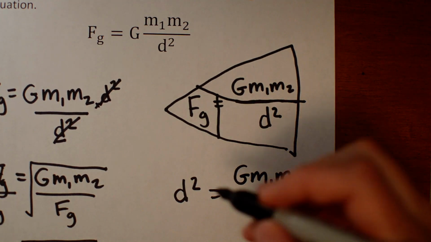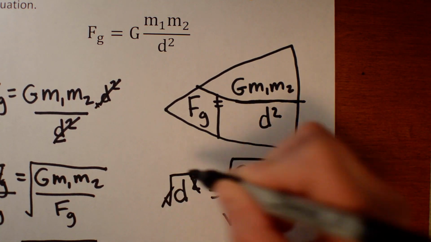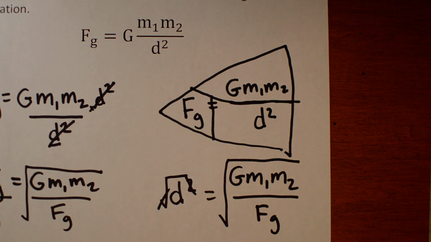And then my last step would just be to deal with the squared, square root both sides, that cancels the squared. So you can see how that's a little bit faster if you use your triangle. Both ways are completely legit. Do whichever one you feel more comfortable with.